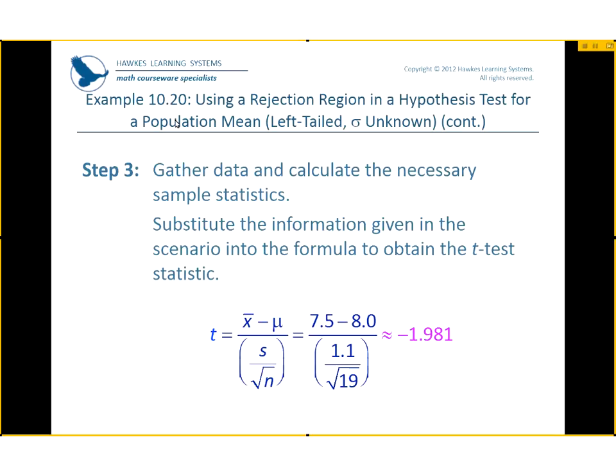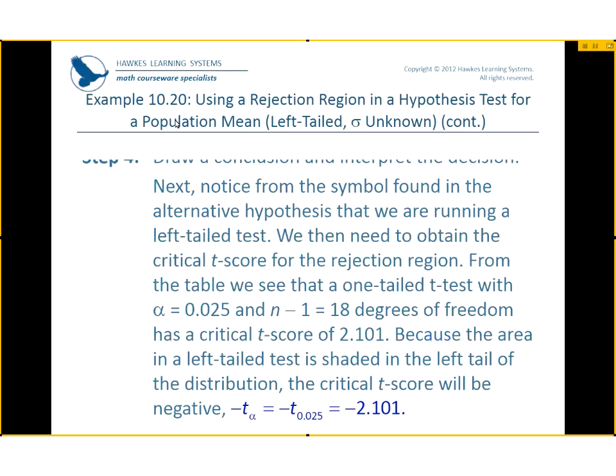Now we're going to calculate that t-value. If you plug everything in for the t-test statistic, you get negative 1.981. Remember, 7.5 was the sample mean, 8.0 was the population mean which we're testing in the hypothesis, 1.1 was the sample standard deviation, and 19 was the sample size of nurses' shifts they looked at.